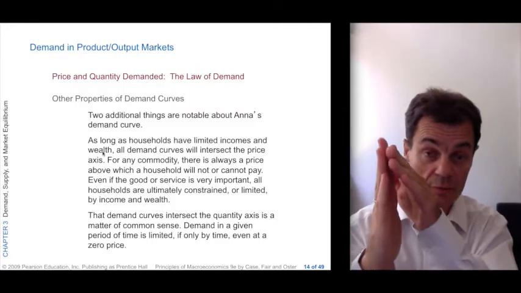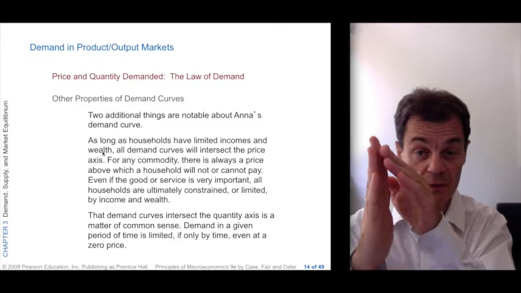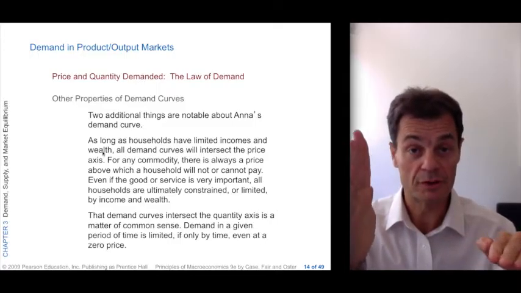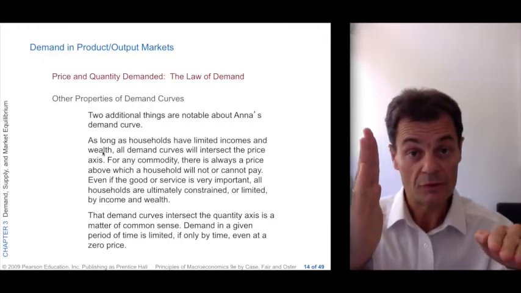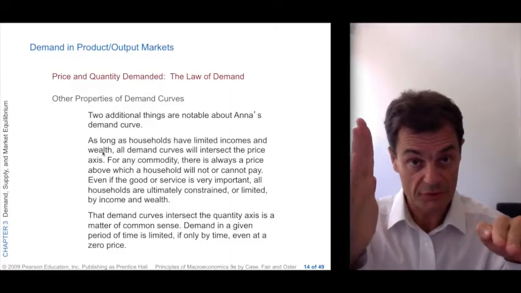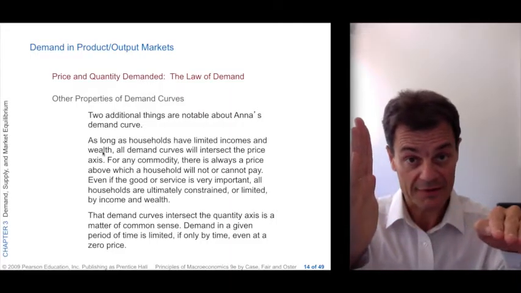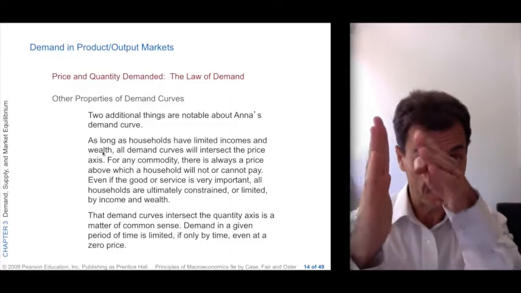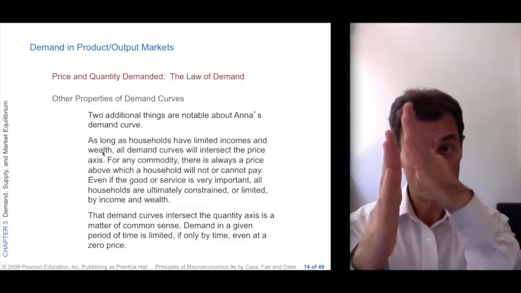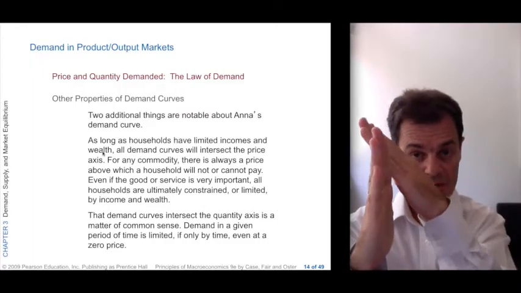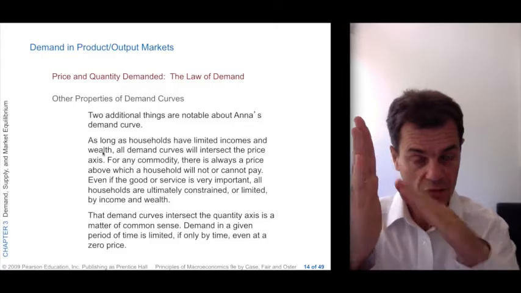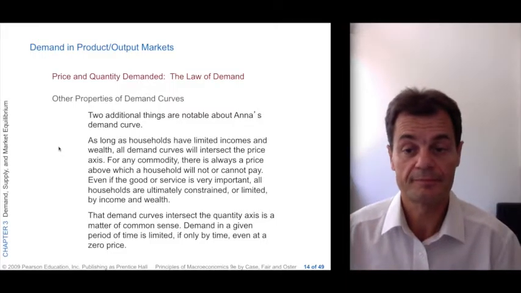And it is also obvious that even when the price is zero, there is only so much you can consume. So the demand curve will also cross the x-axis, the quantity axis, at some point. So the curve is negatively sloping and crosses the price axis and the quantity axis.